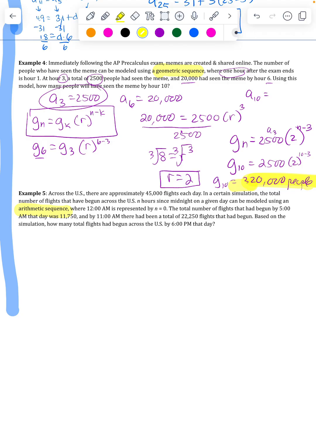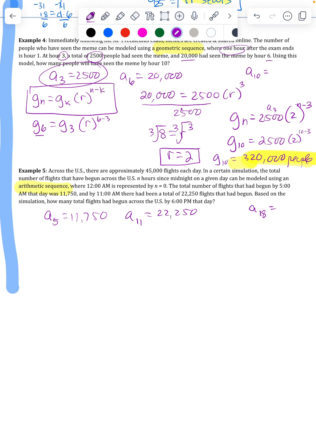That's a lot. The total number of flights that had begun by 5, okay, so that is going to be our A5, and that is going to be 11,750. And by 11, which will be 11 hours after midnight, that would be 22,250. Based on the simulation, how many flights will begin by 6 p.m.? 6 p.m. is going to be 18 hours after midnight.